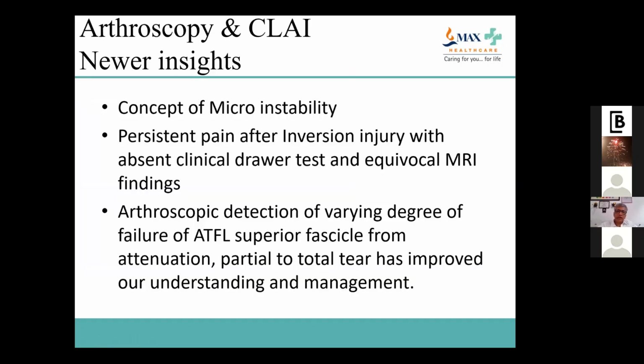So that's what probably is latest. No, this is not the latest. There are some newer insights. Besides the arthroscopic repair of the anterior talofibular ligament for chronic lateral ankle instability, there are people who are giving us a concept of micro instability.